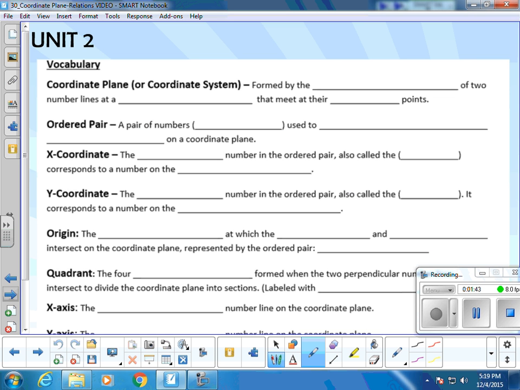Okay, so a coordinate plane or coordinate system is formed by the intersection of two number lines at a point that meet at their 0 points. So it looks like this. We've got one line that's vertical that goes this way and one line that's horizontal, and they cross at that single 0 point in the middle.